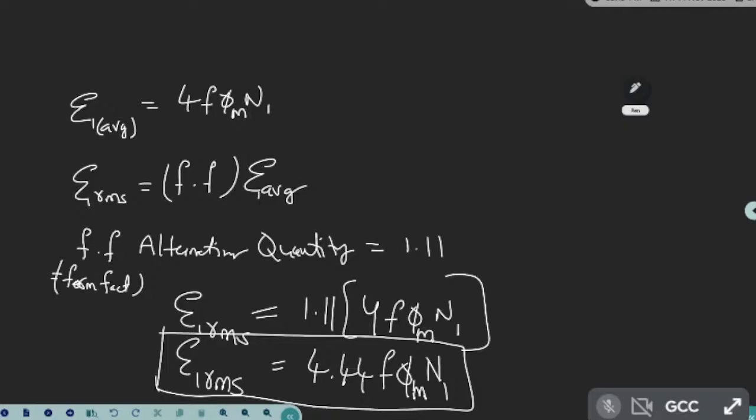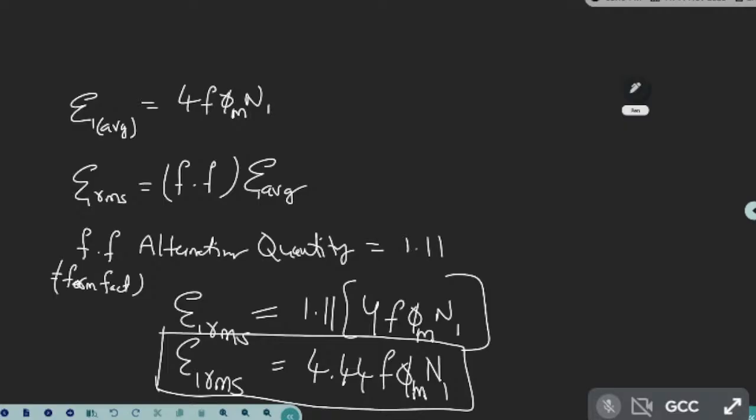So this is the EMF equation of the transformer. Why? Because transformer input is AC, output is AC, so we require AC voltage. Alternating means we always represent in RMS. This AC voltage we always consider only as RMS value, not average value, maximum value, or instantaneous value. That's why the equation we got, the average induced EMF, has to be converted into RMS. So what is the EMF equation of the transformer?